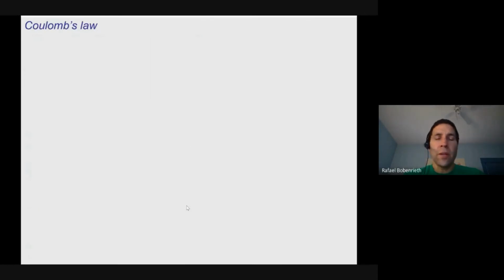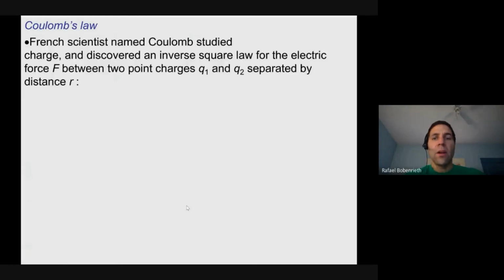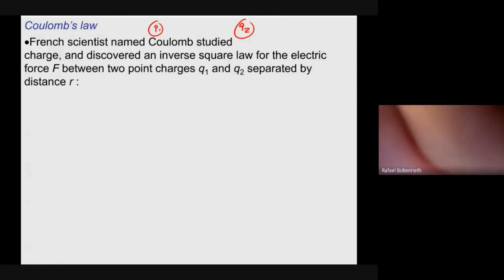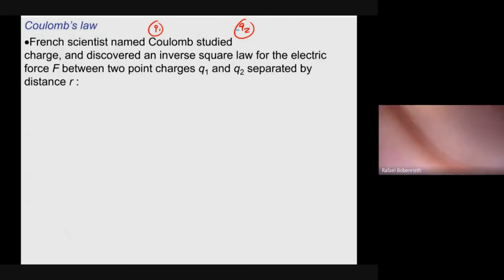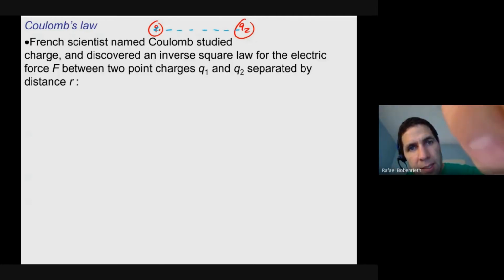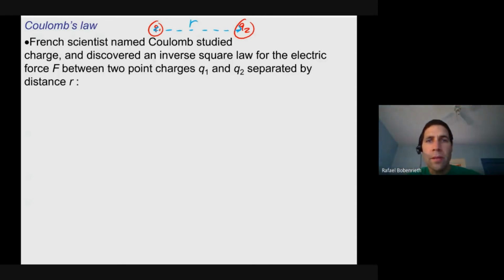Coulomb's law, a really fundamental law here in science, in physics. So the French scientist Coulomb studied charges and the forces they exert on each other. And he discovered the following: if I take two point charges, Q1 and Q2, say Q1 is here and Q2 is here, and they're separated by a distance, and let's say the distance between their centers is R. So there we go, we've got Q1, Q2, two point charges separated by distance R.